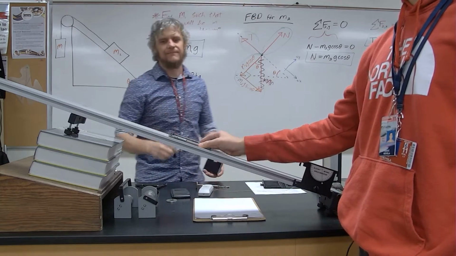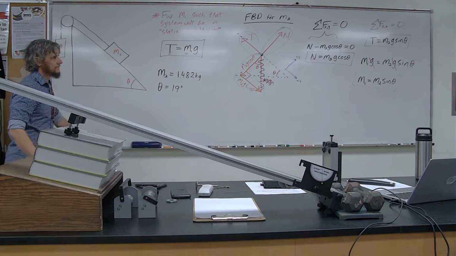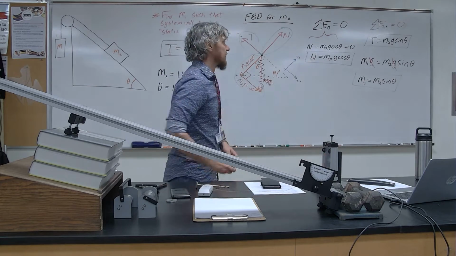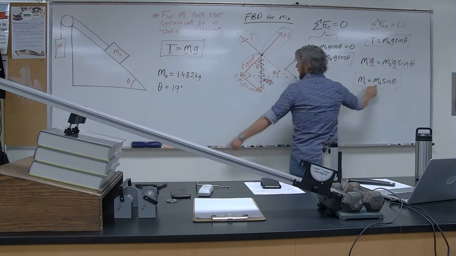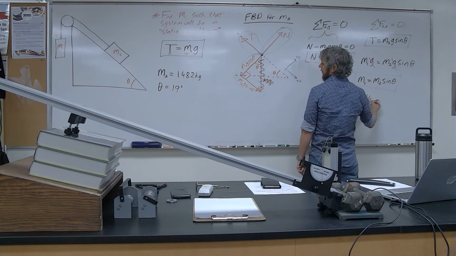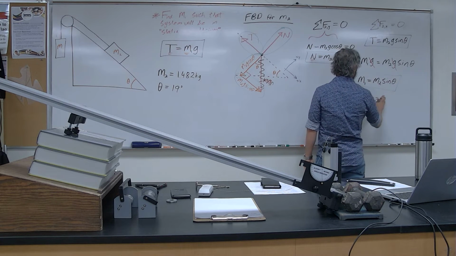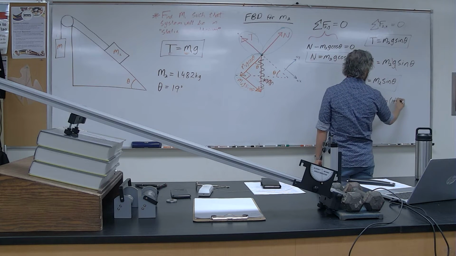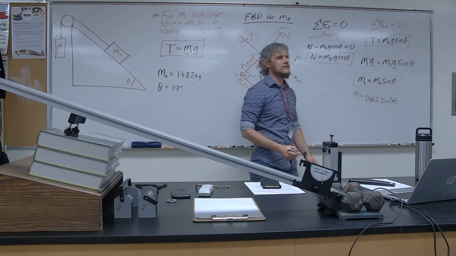19 degrees. Okay. I have a feeling 20. So all I have to do is multiply that mass, which is 1.482 kilograms, times the sine of 19 degrees. Do I expect a number for M1 that's greater than or smaller than M2?